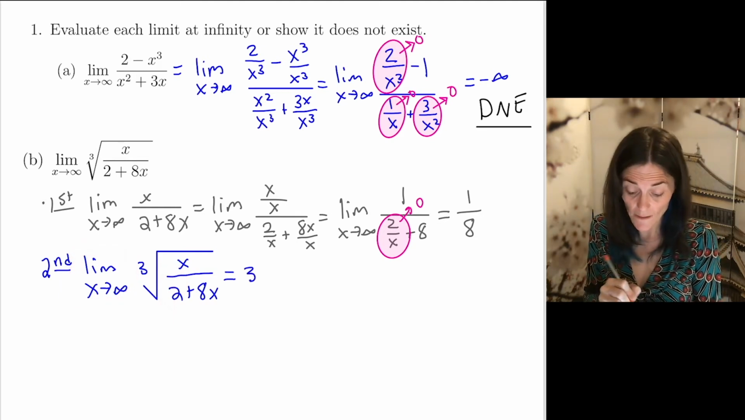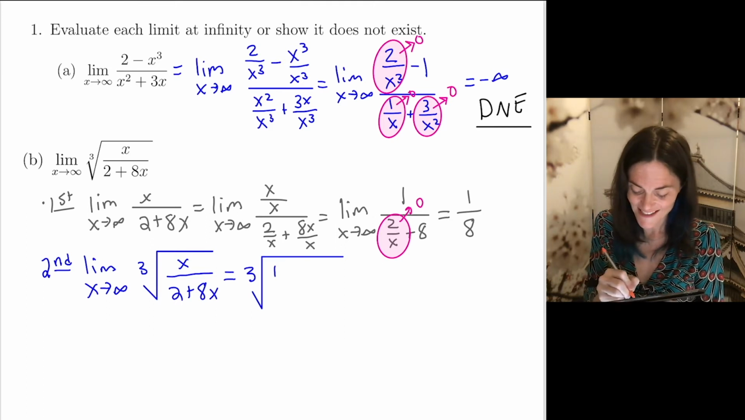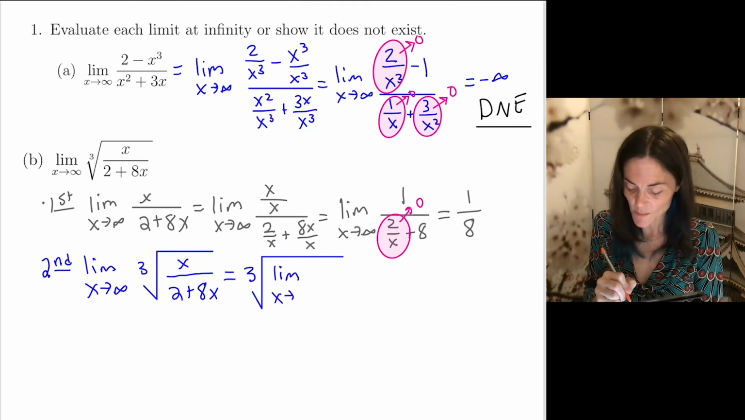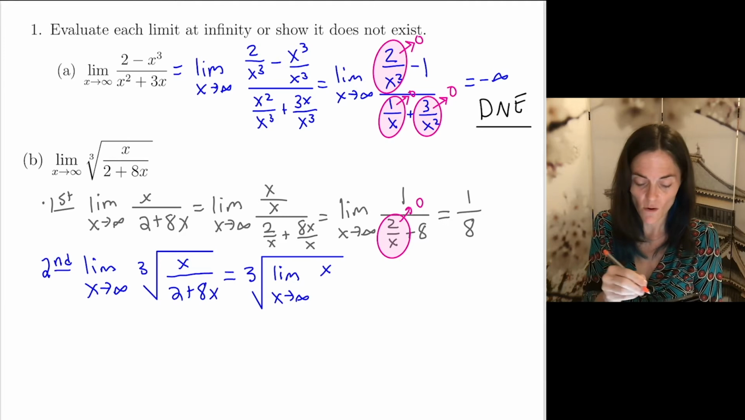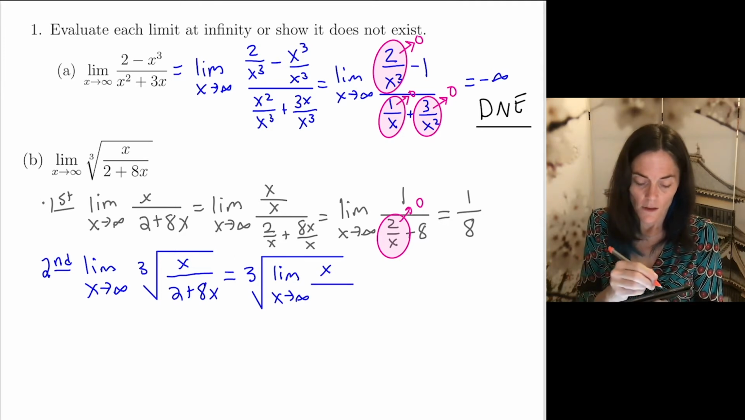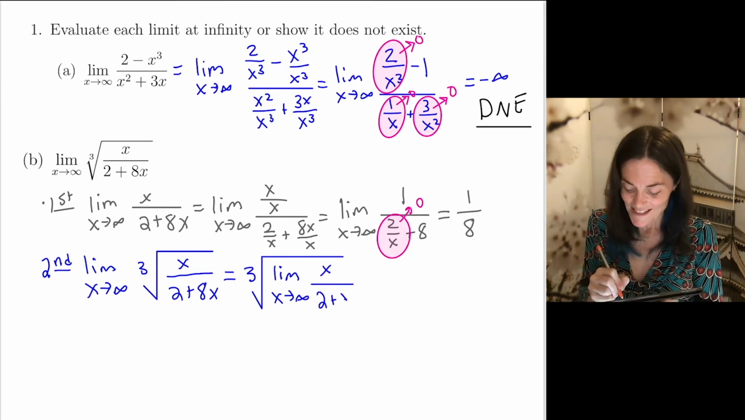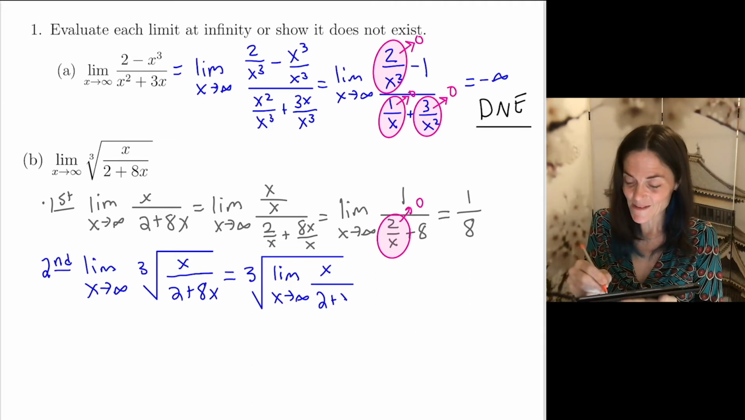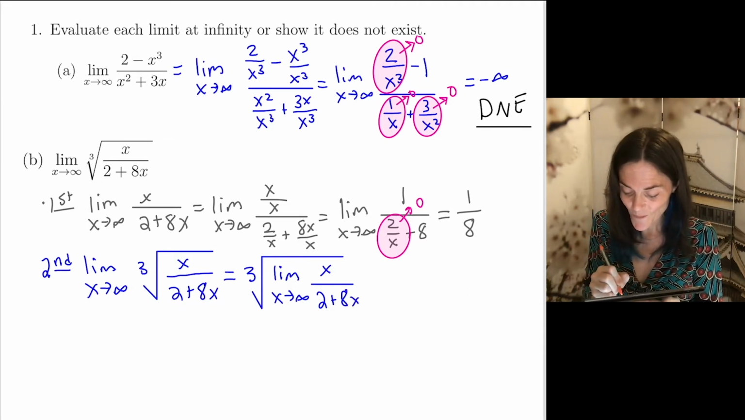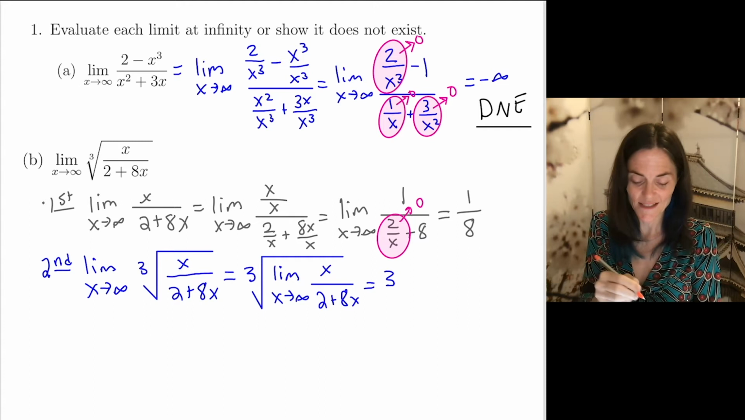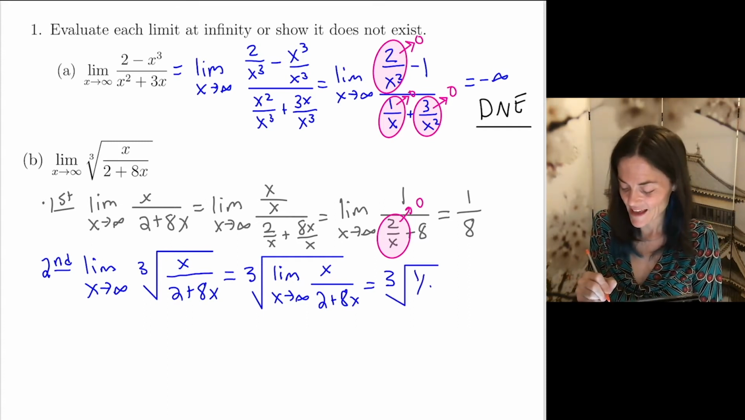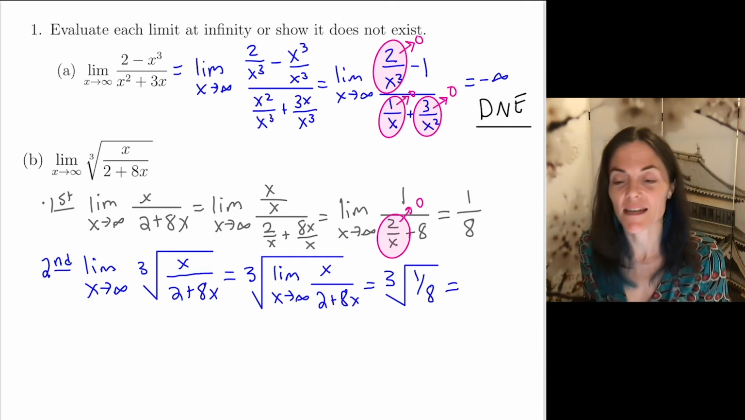So this will be the cube root of the limit as x approaches infinity of x over 2 plus 8x. Now, this was what we calculated in step 1. This is the cube root of 1 over 8. And this we can get an exact answer to.